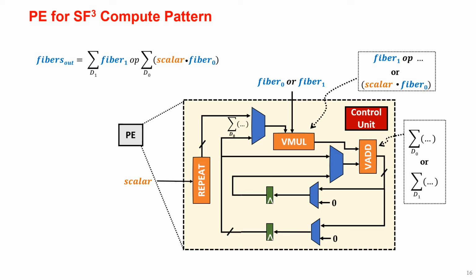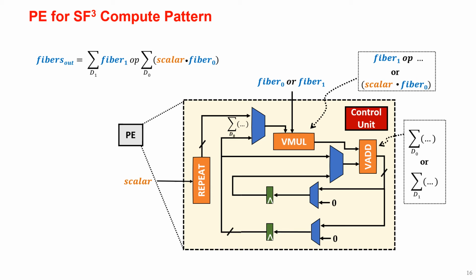Now that we have designed a hardware-friendly sparse format and the SF cube compute pattern, I will use a bottom-up approach to describe the architecture of Tensaurus. First, we use the SF cube compute pattern to build the architecture of a single P. It consists of a repeat unit to replicate the scalar data, a VV-mul unit to compute element-wise vector-vector multiplication, and a VV-add unit to compute element-wise vector-vector addition.